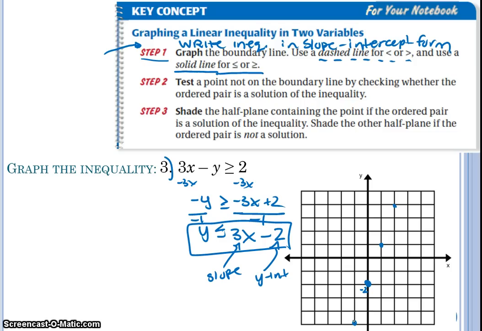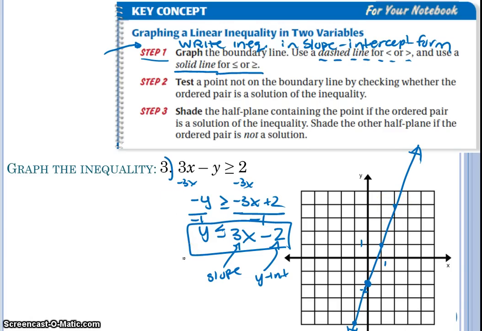So now I have my line, and I need to graph the boundary line. So since the inequality is greater than or equal to, it's going to be a solid line. So I'm going to draw a solid line through here. So go ahead and use your ruler to draw a solid line. And there is my computer ruler that I drew in. So if it was less than or greater than, your line would be dashed like this versus solid. Okay, so that was step 1.